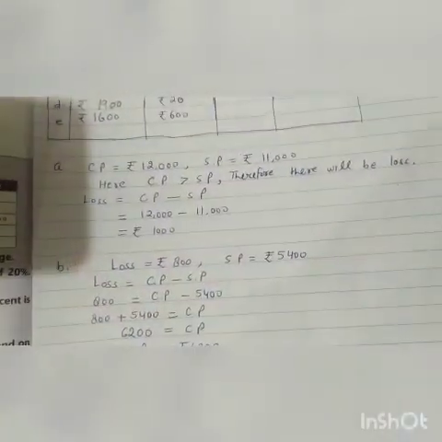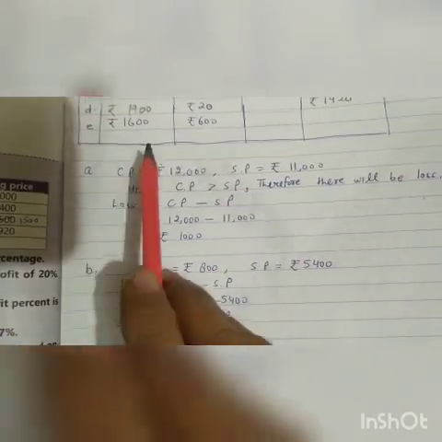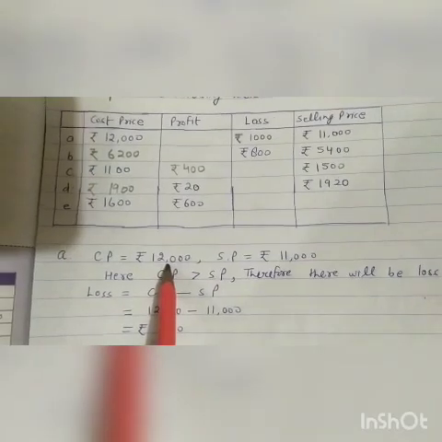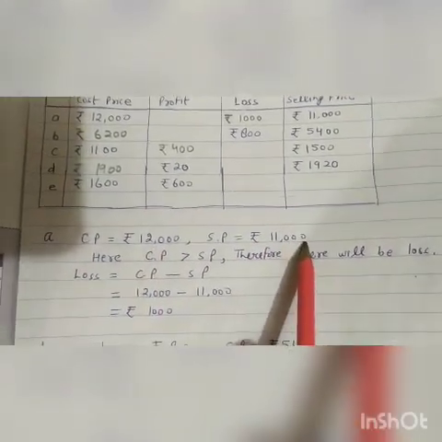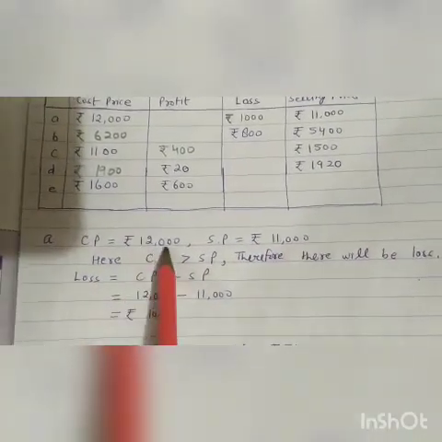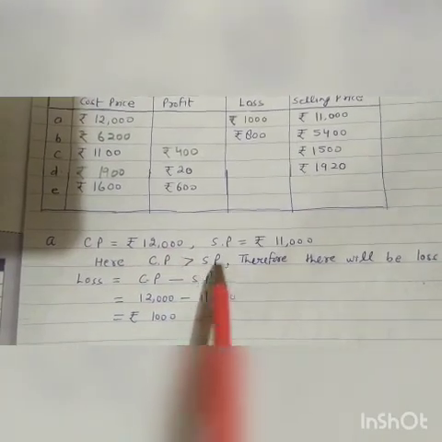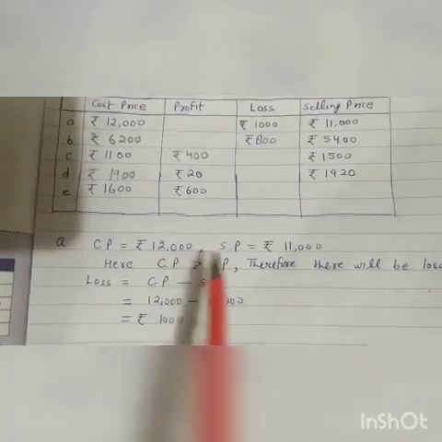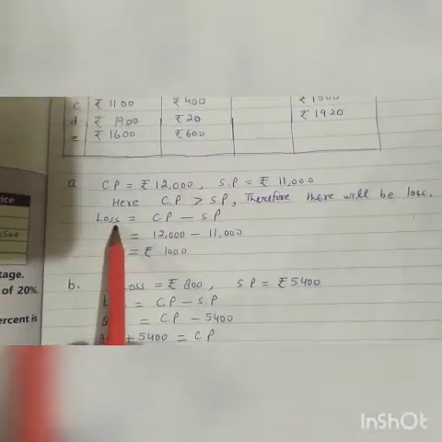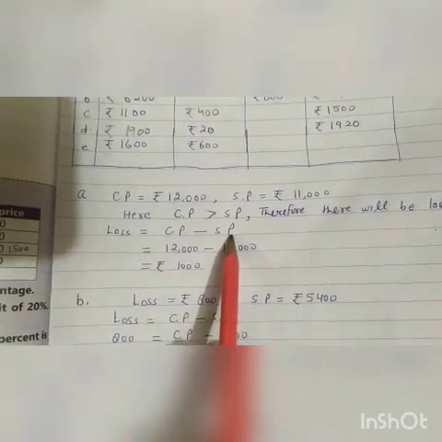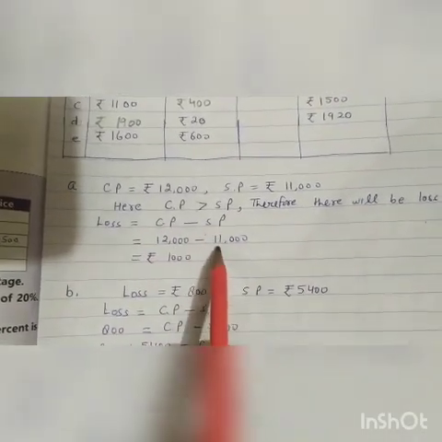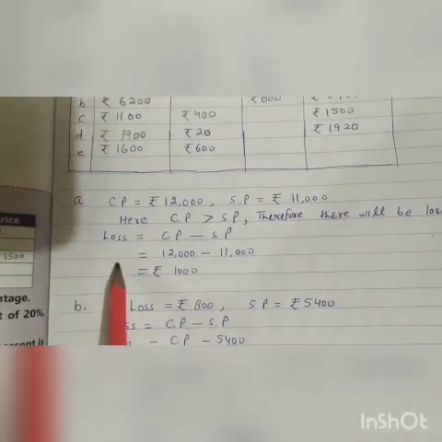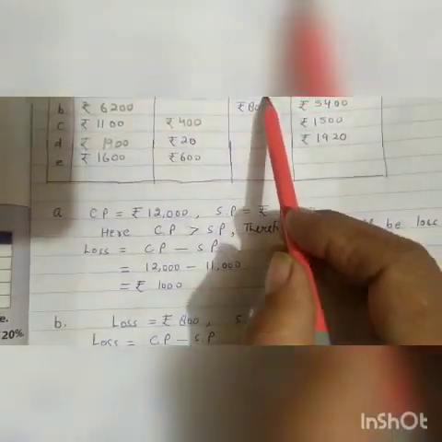Now come to the solution. In part A, what is given? Cost price is given 12,000. See in the table, and selling price is given 11,000. Here cost price is greater than selling price, therefore there will be loss. If cost price is greater than selling price, there will be loss. Loss is equal to CP minus SP. CP is 12,000, SP is 11,000. So what is the loss? Loss is 1,000. First we will find this loss and then fill in the table.